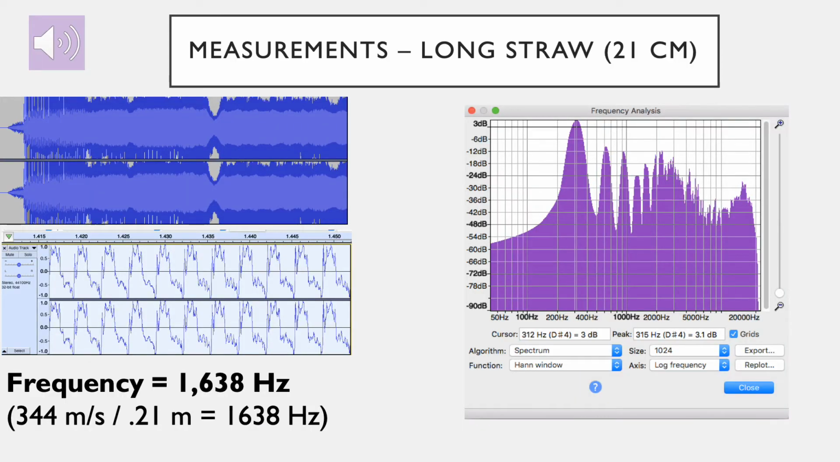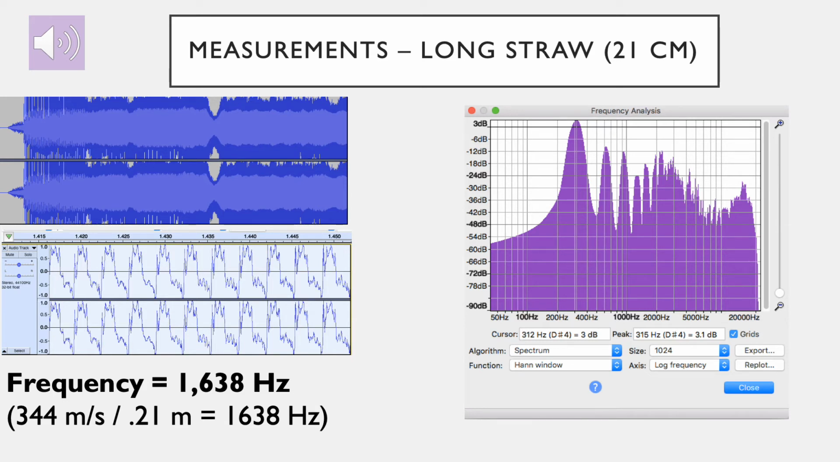Here are my measurements of the long straw. The time waveform shows a complex periodic wave. A complex periodic wave is tonal, having a distinct pitch. I also see on the FFT spectrum that there are multiple evenly spaced lines, which also tells me that this is a complex periodic wave. I used Audacity to measure the sound of the long straw. When I look at the FFT spectrum, I can see that the fundamental frequency is 312 Hz. The second formant is 619 Hz, and the third formant is 922 Hz.